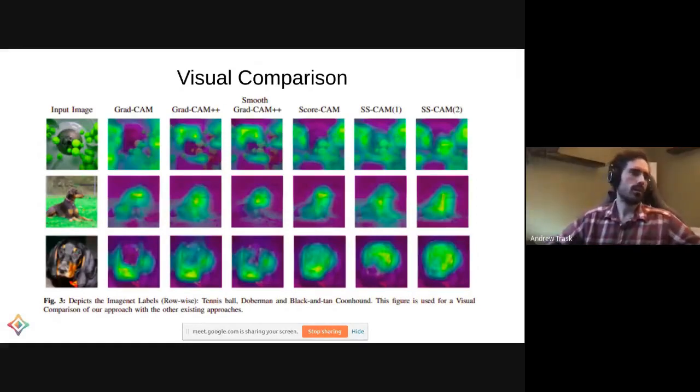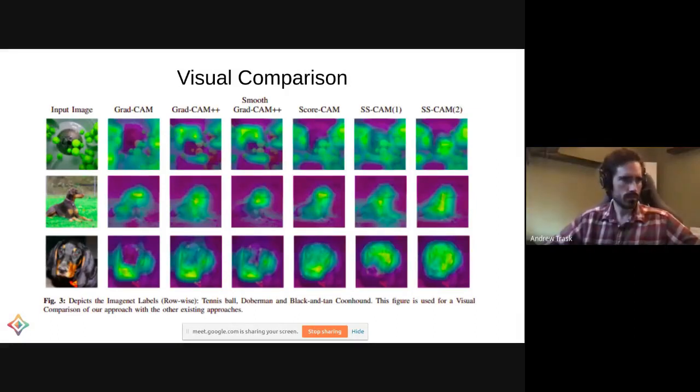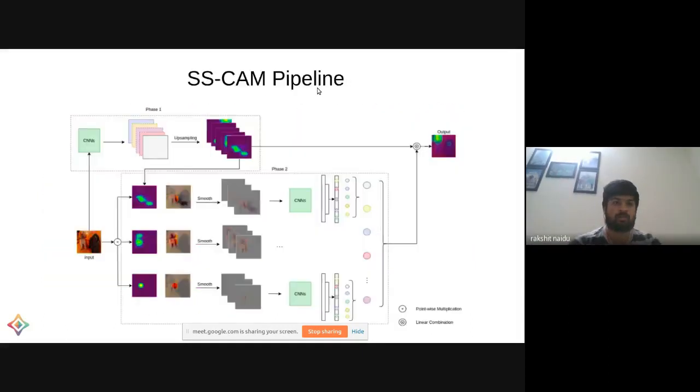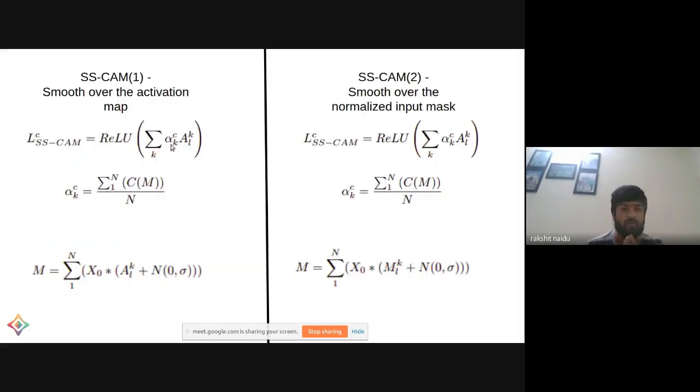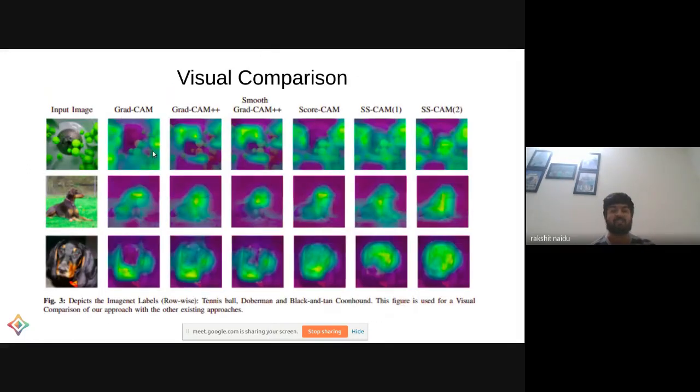Contrast the gradient-based method with SSCAM again for me, just so I can make sure I fully get what's happening. Can you compare the gradient-based approach with the approach that you did again? The gradient-based approach replaces the alpha term out here with the gradient of the activation map itself. And that's how they generate the activation map.